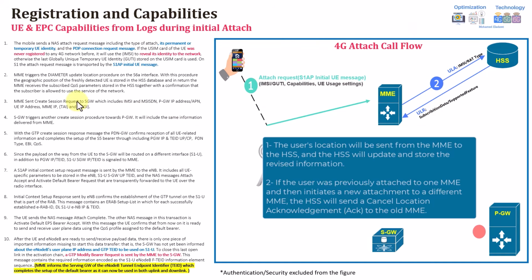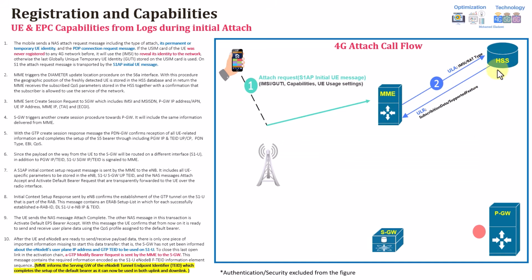As you can see at point number 2 here, once the MME triggers this Diameter update location, the HSS will now return to the MME the quality of service for this particular user, and also the geographic position, which was already shared. And at the end, it will inform the MME whether this user is allowed to attach to the network or not, for example whether there is any restriction for this user. During this message, the HSS can store updated information about the user location. This is the ULA, the response for the update location request. So this is very important as well.